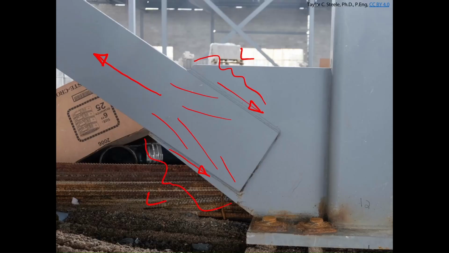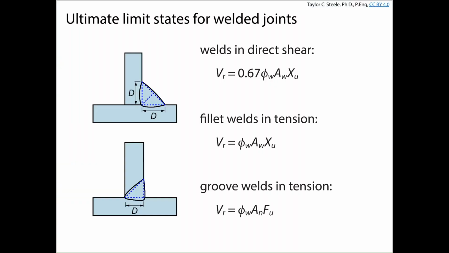When it comes to ultimate limit states, we're going to focus on two in particular today, and that's fillet welds in direct shear and fillet welds in direct tension. And we're going to see that fillet welds can be in something other than direct shear or tension. They can be anywhere in between. And the strength of the weld we're going to see is proportional to the size, of course. That makes sense. Everything else so far has had a strength proportional to the size. We'll talk about what this effective area of the weld is. We talked a little bit already about what this XU term is.